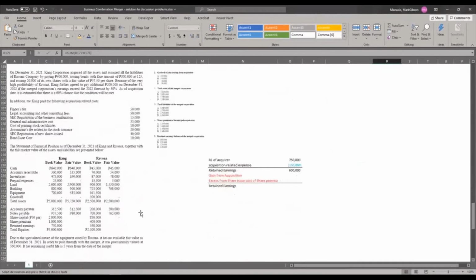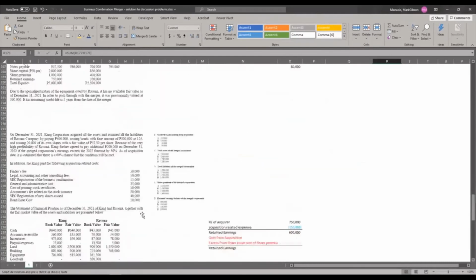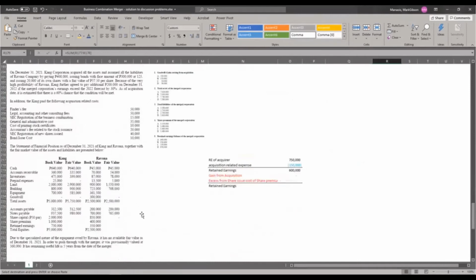And then finally, number 5, ang pinapakompute sa atin is retained earnings of the merged corporation. So, cheat sheet ulit, retained earnings of the acquirer, that's 750,000, less acquisition-related expenses of 150,000. Yung 150,000 na yun, ito yung mga expenses that we have expensed outright. So, ito yung 50, 15, and 35. Okay, so that's 150,000. Total retained earnings is 600,000.